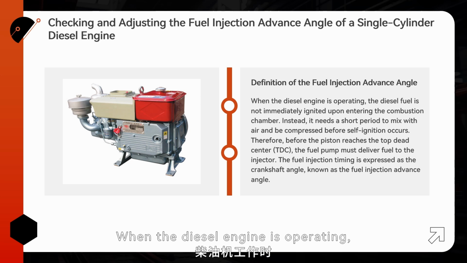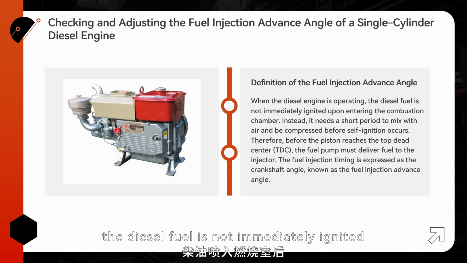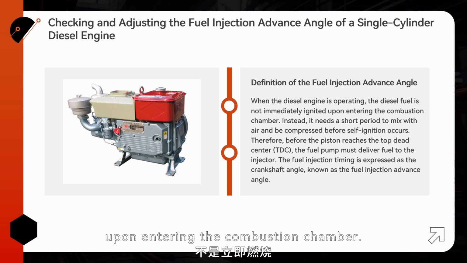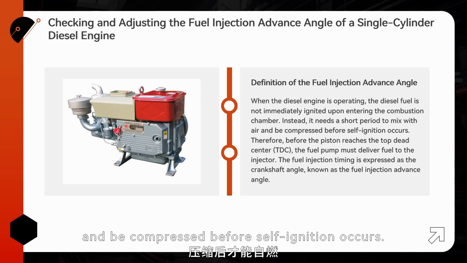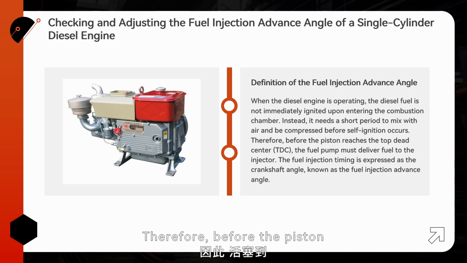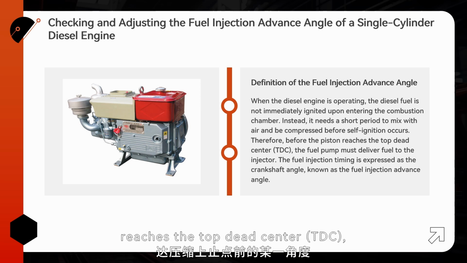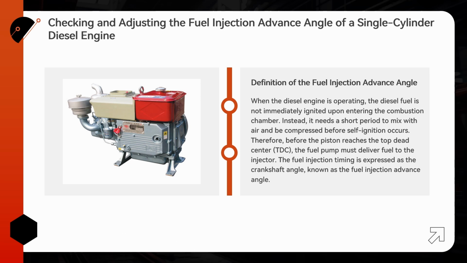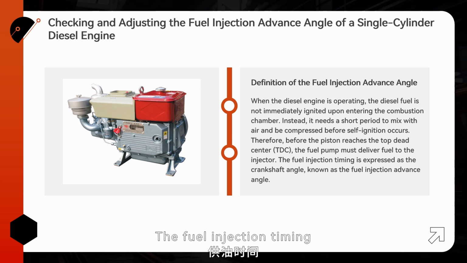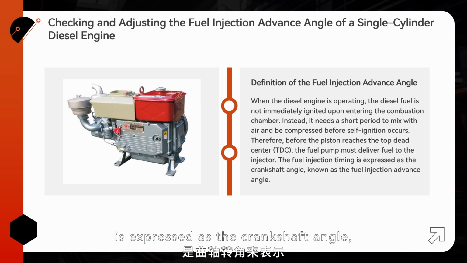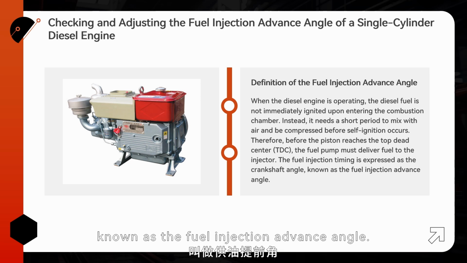When the diesel engine is operating, the diesel fuel is not immediately ignited upon entering the combustion chamber. Instead, it needs a short period to mix with air and be compressed before self-ignition occurs. Therefore, before the piston reaches the top dead center, TDC, the fuel pump must deliver fuel to the injector. The fuel injection timing is expressed as the crankshaft angle, known as the fuel injection advance angle.